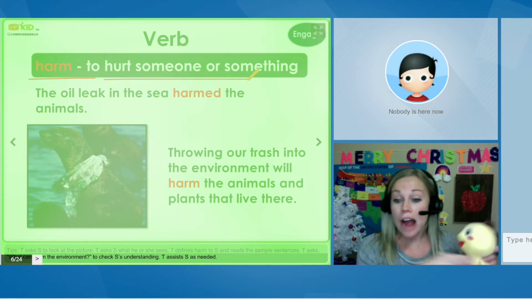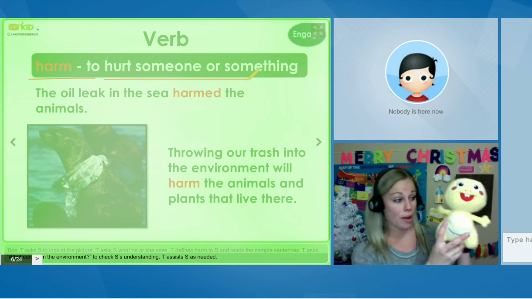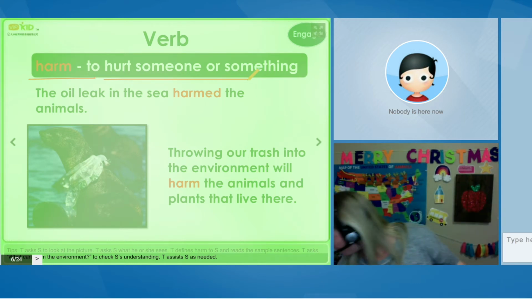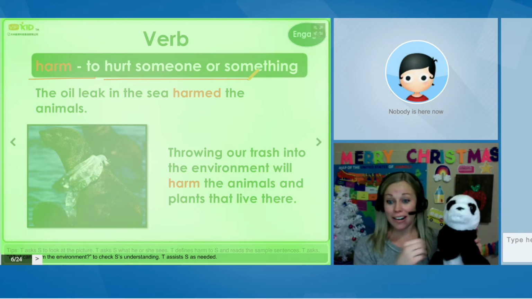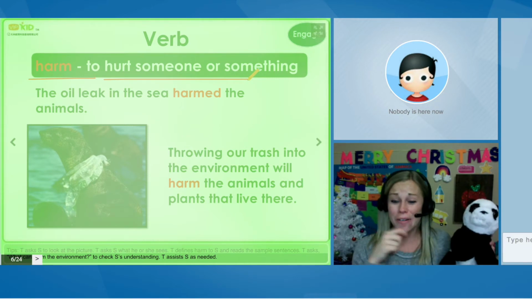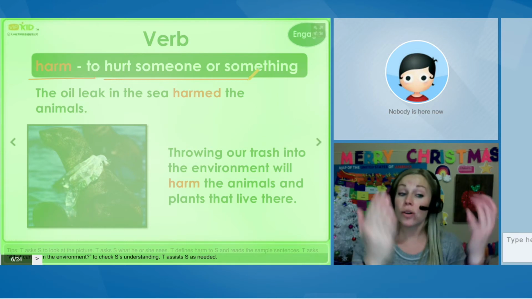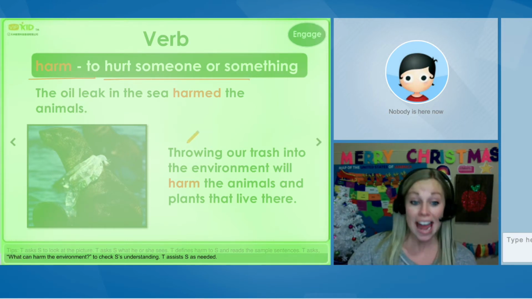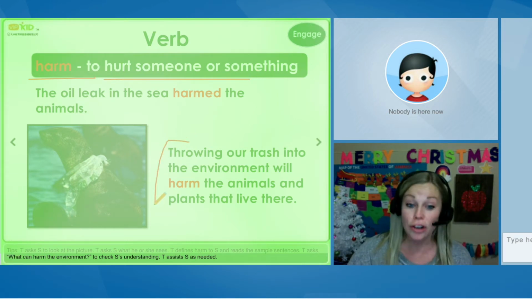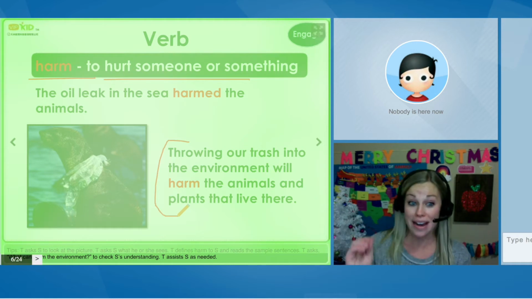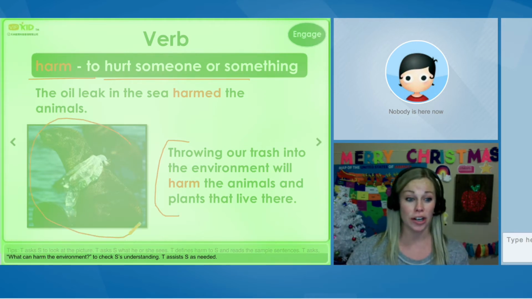Yes. I'm making the concept come to life. So I might have Dino I bring out. I might show it with my panda bear. Harm. Ow. I want my student to do the action as well. I want them to show me harm. They're going to read the context, and it talks about throwing trash. Our trash into the environment will harm the animals. So then I come to the picture.